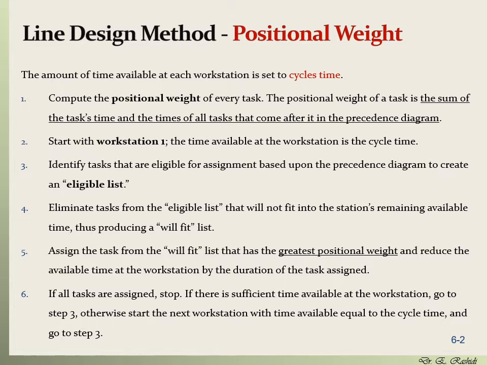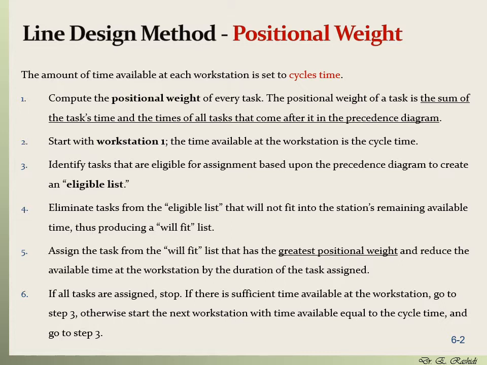First, we create a table for each task. We're going to compute the positional weight and fill that out, so we know what positional weight each task has. After that, we're going to start with workstation number one, and the time available is equal to the cycle time. Then we identify tasks that are eligible for assigning to workstation one based on the precedence relationship.